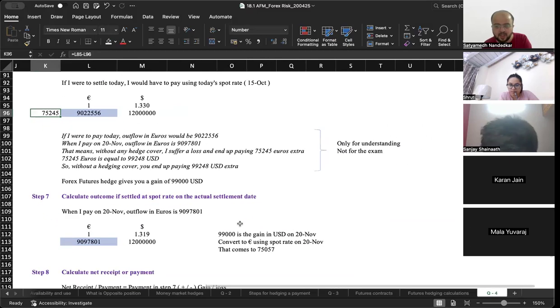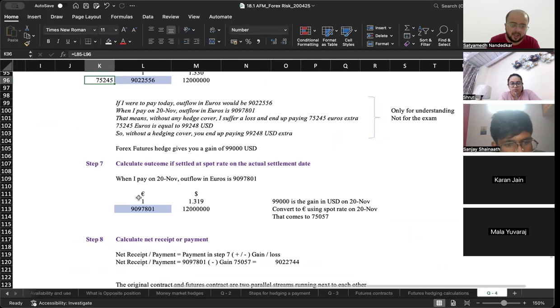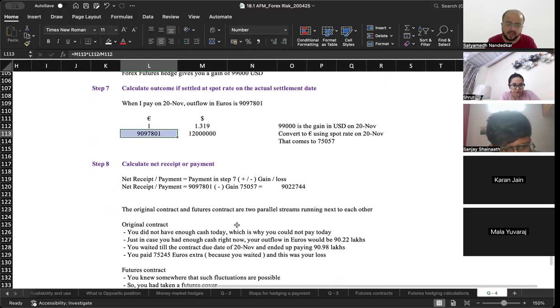So that means without a hedging cover, this is only for your understanding. Don't write this in the paper. This is just to demonstrate how the gain or loss is actually working. Now, the outcome if you settle at the spot rate on the actual settlement date is 9097801, then what you have to do is calculate the net receipt or payment: payment in step 7 plus minus the gain.